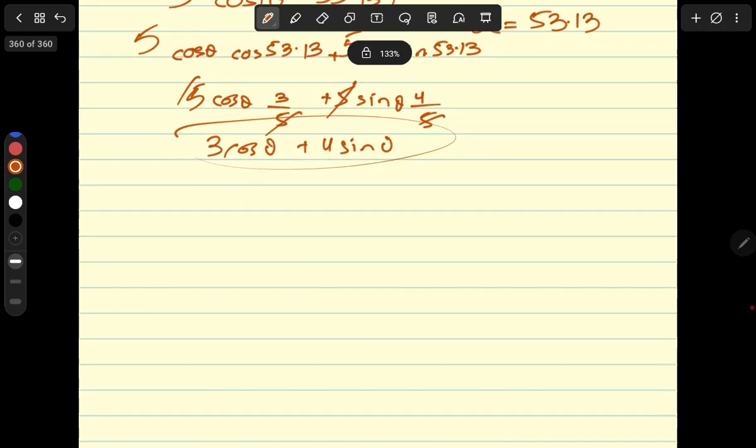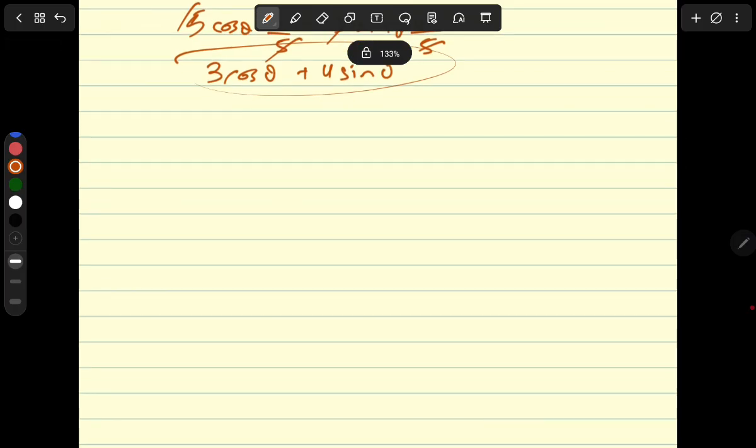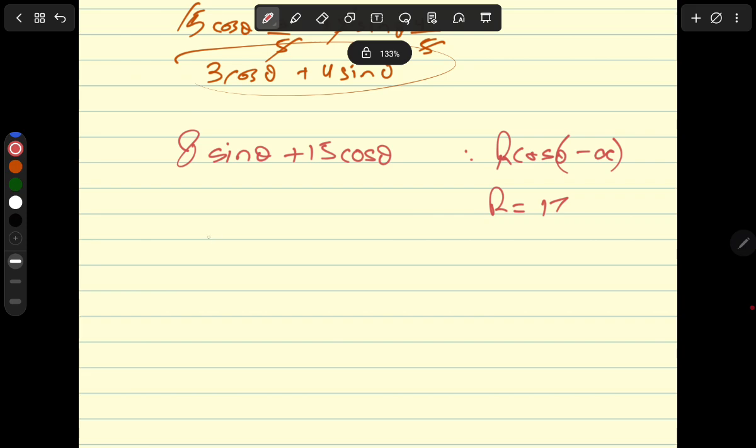Now let's do another example. Let's make it slightly harder. So if you have 8 sine theta plus 15 cos theta, and you have to express it in the form r cos(theta minus alpha). So now r is going to be the square root of 8 square plus 15 square, which is going to be 17, and alpha is now, let's see what alpha is going to become.